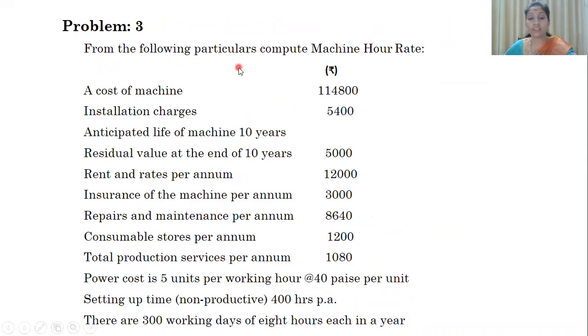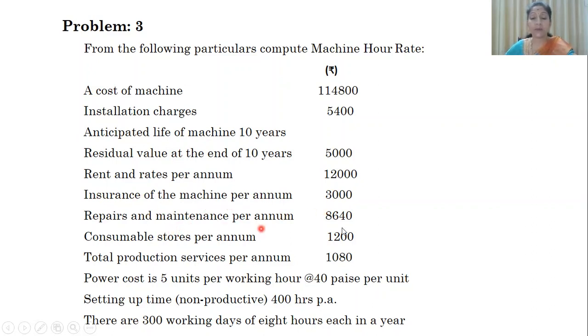From the following particulars, compute machine hour rate. Cost of machine rupees 1,14,800. Installation charges 5,400. Anticipated life of machine 10 years. Residual value at the end of 10 years 5,000. Rent and rates per annum 12,000. Insurance of the machine per annum 3,000.